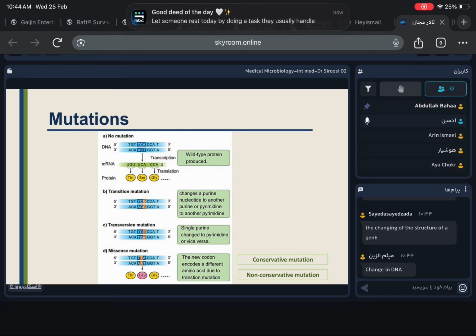Purines and pyrimidines, as you already know, are types of nucleotide bases. A and G are purines, while T and C are pyrimidines. In contrast, in transversion mutation, a purine is replaced by a pyrimidine, or a pyrimidine is replaced by a purine, as you can see in this picture.